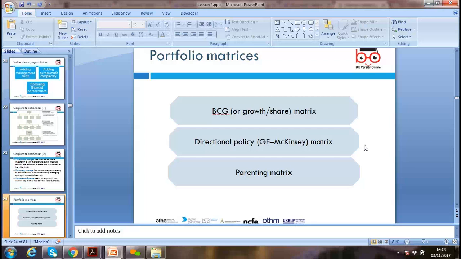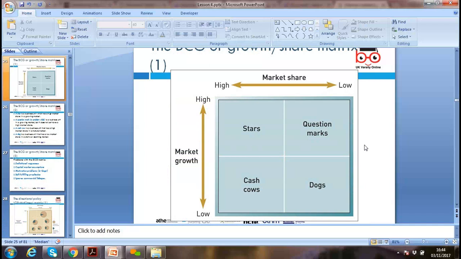So let's look at the directional policy, the GE Matrix, which is McKinsey and General Electric Company, and the McKinsey matrix is quite popular. Parenting matrix, which is given.